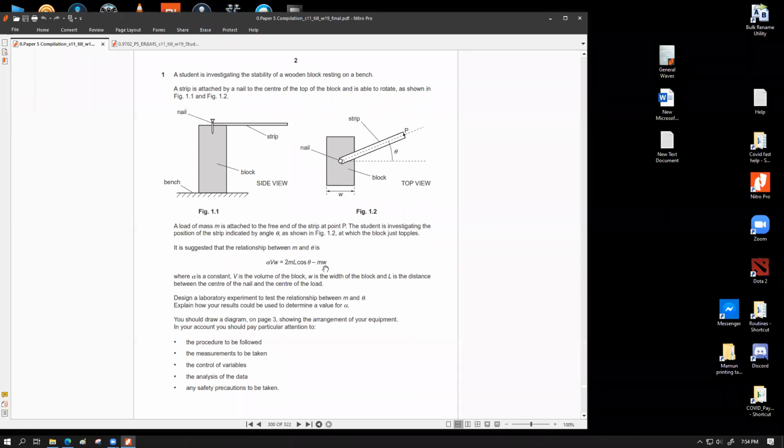And then MW. What is this W? W is this dimension. Alpha is a constant, I believe. Alpha is a constant. Okay, fine. Design elaboration to such the relationship.